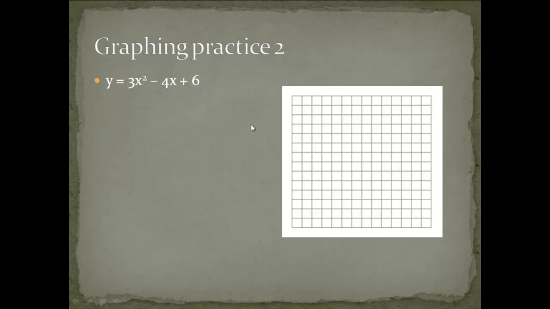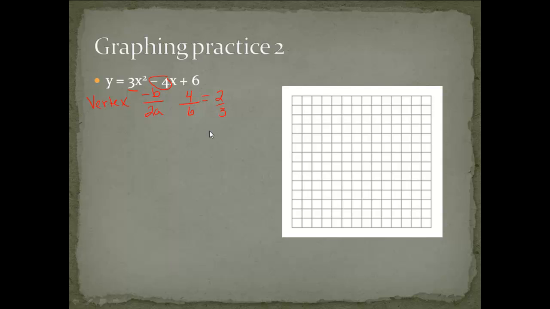Okay, here's another one for you. So we're going to start out by finding the vertex again. And we're going to do the same thing we did before. We're going to use that formula, opposite of b over 2 times a. So again, my b here is a -4, so the opposite of that would be a +4. And then my a is 3, so 2 times 3 is 6, so I end up with 4 over 6, which reduces down to 2/3.